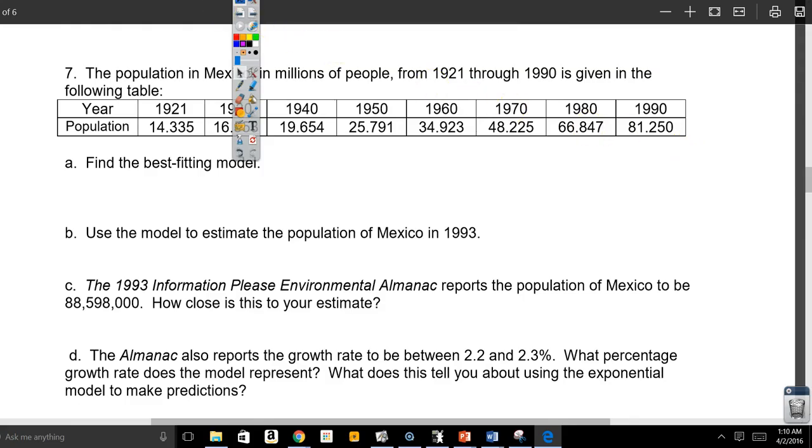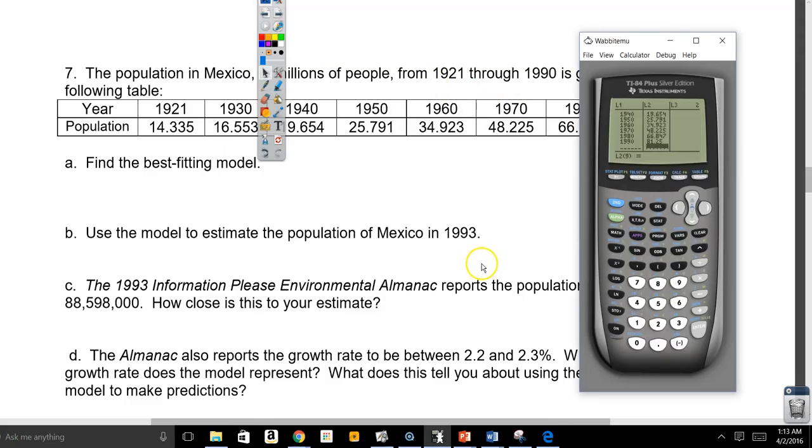Okay, I'm going to pause and put my data in. Okay, so I've got my data in. I got rid of my y equals equation. My plot's already on, so I can just zoom 9. Whoops. Zoom 9. And I can see, kind of looks like a quadratic. Maybe a cubic. We can try a couple and see which one has the higher R squared. So stat, calc, let's try cubic.